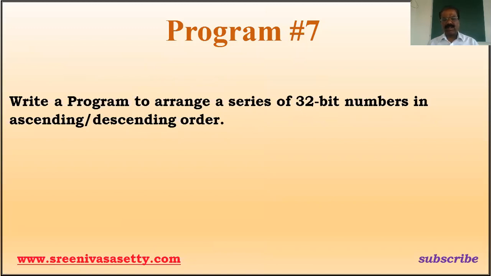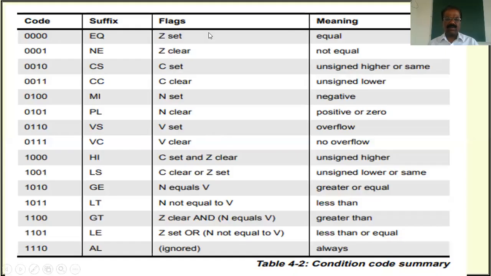Actually, we can write the same program for the signed number as well as unsigned number. But in this example, I'm going to write for unsigned number. Unsigned means there is no sign, only magnitude. So these are the different flags.